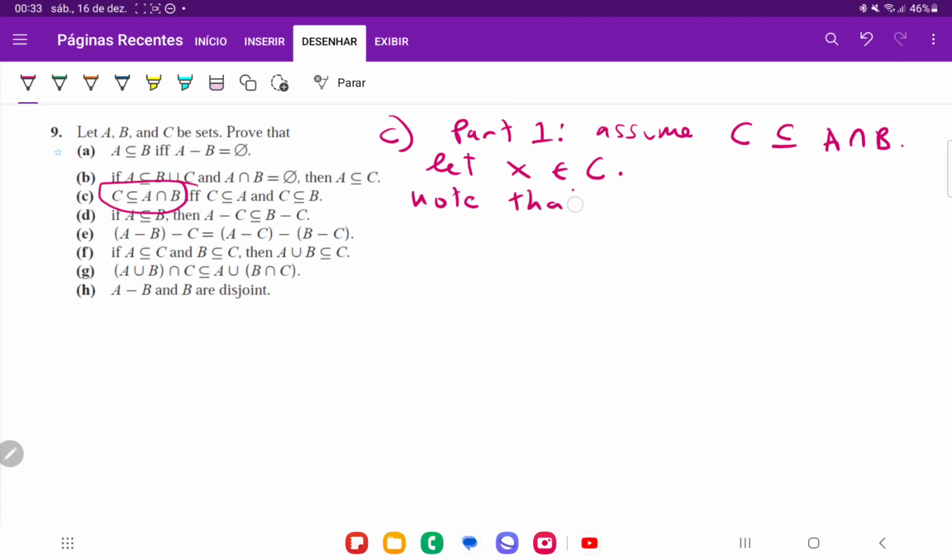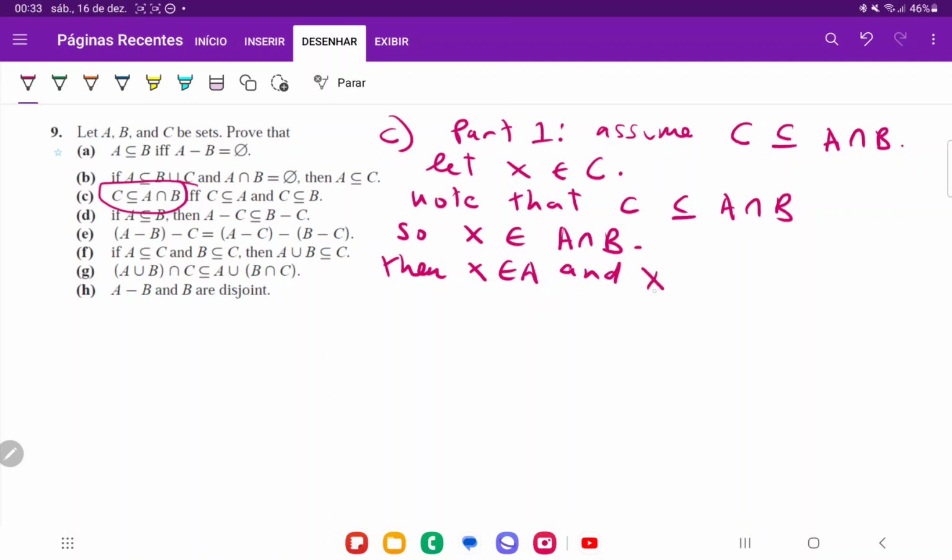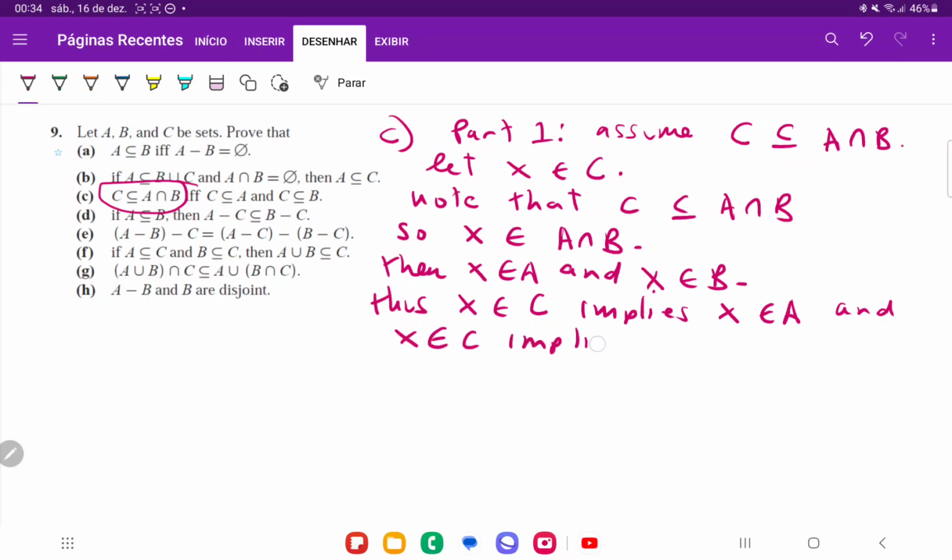Note that C is a subset of A intersection B, so X belongs to A intersection B. Then X belongs to A, and since it is an intersection, it has to be in both, and X belongs to B. So we have that if X belongs to C, it is in A and it is in B. Thus, X belongs to C implies X belongs to A, and X belongs to C implies that X belongs to B. So C is a subset of A and C is a subset of B because it implies that it belongs to both, right?